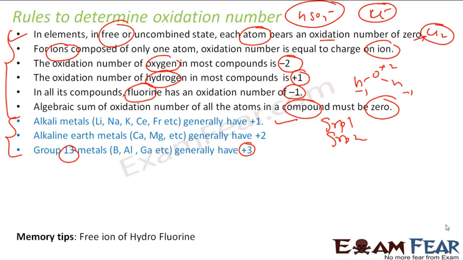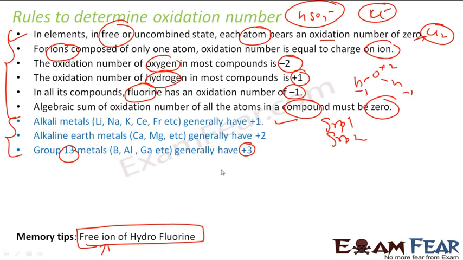But before that, let me give you a memory tip to remember this. The memory tip is pretty simple. You have to remember this sentence: free ion of hydrogen hydrofluoride. Free ion of hydrofluorine. Please remember this.